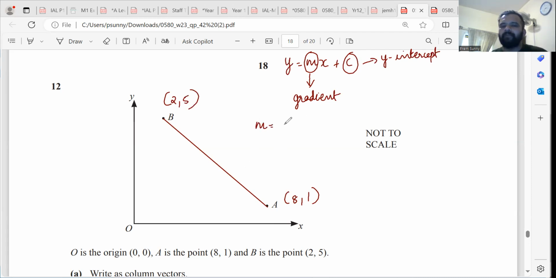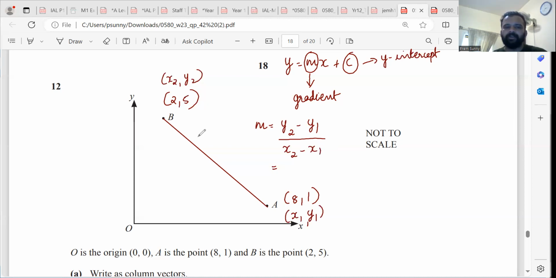We know the formula for finding out the gradient. It is y2 minus y1 divided by x2 minus x1. Now you might be wondering what x1, x2, y1, y2 are. x1 and y1 are the first point and x2, y2 is the second point. You can take either way around. If you want, you can take 2, 5 as x1, y1 and 8, 1 as x2, y2. In both cases, you will get the same answer. So to find the gradient, we need to use the formula y2 minus y1 over x2 minus x1.